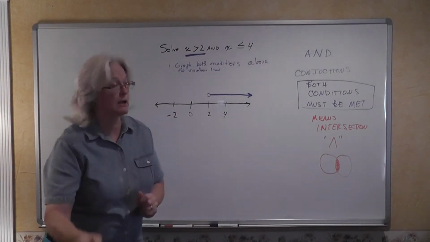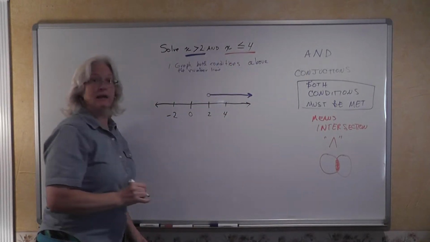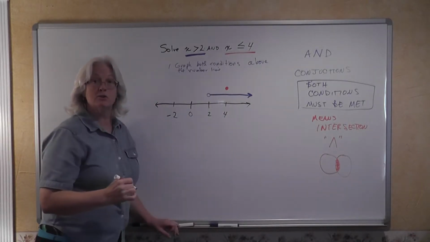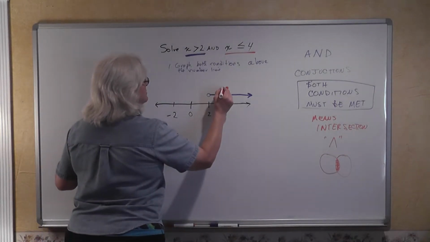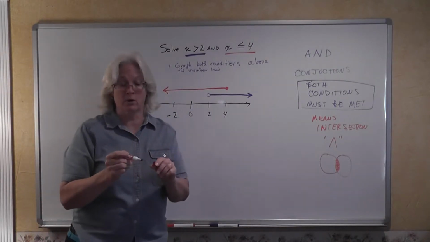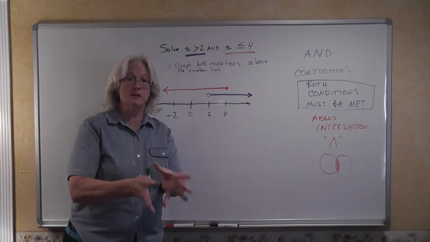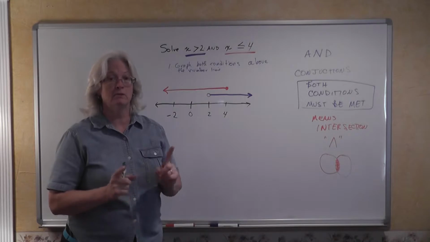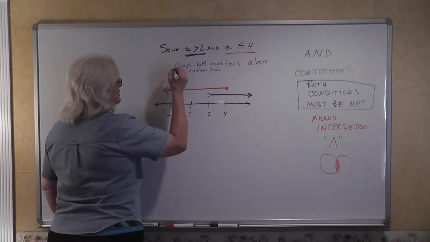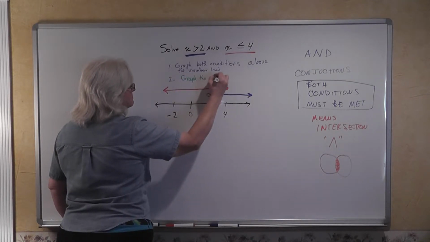Now we are going to graph the second condition in red. This says x less than or equal to 4. Because this can be equal to 4, it's a solid circle because 4 is part of the solution. And it includes everything less than 4. So what we have done here is we have graphed the two separate conditions of this conjunction above the number line. Now, we said that the conjunction means intersection. So we are going to graph the intersection on the number line.